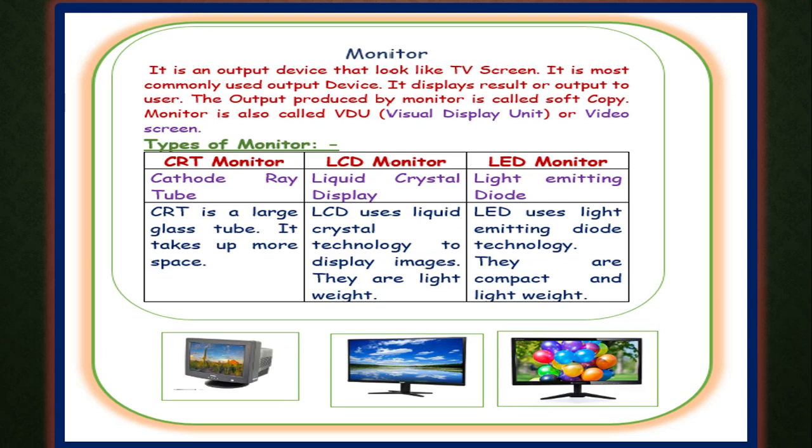So CRT monitors look like old TVs and they occupy more space as compared to LCD or LED monitors. So it is a large glass tube that uses cathode ray technology to produce the output on the screen. Next is the LCD monitor. The full form of LCD is liquid crystal display. It uses liquid crystal technology to show the images or output on the screen.